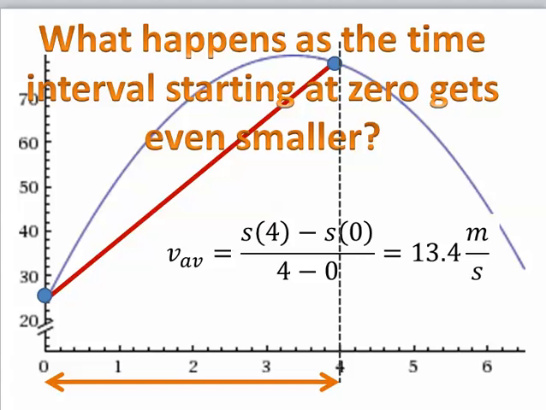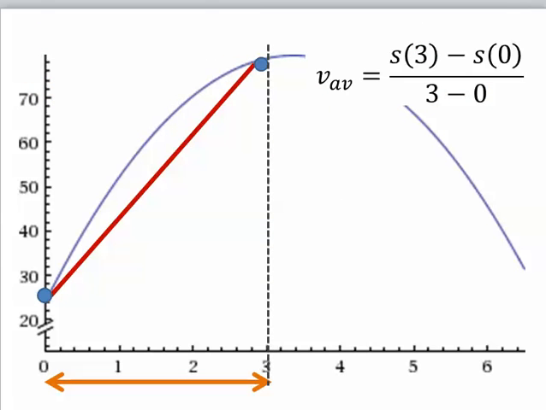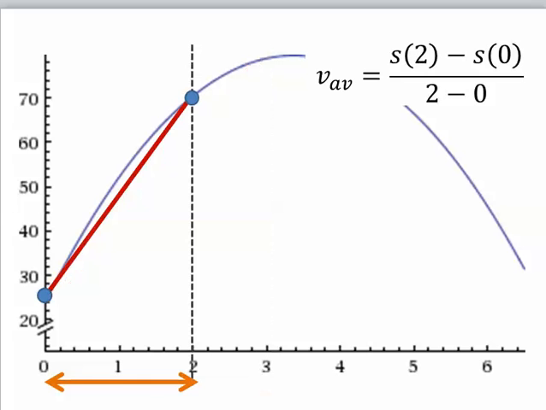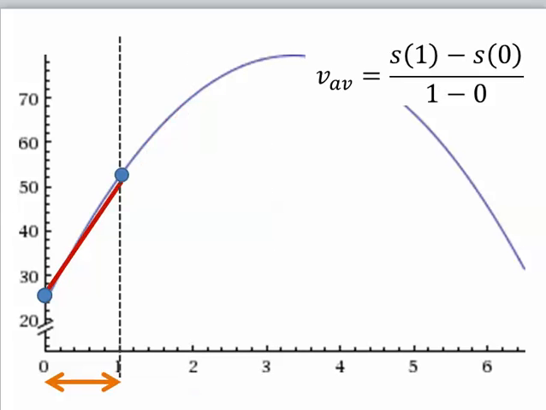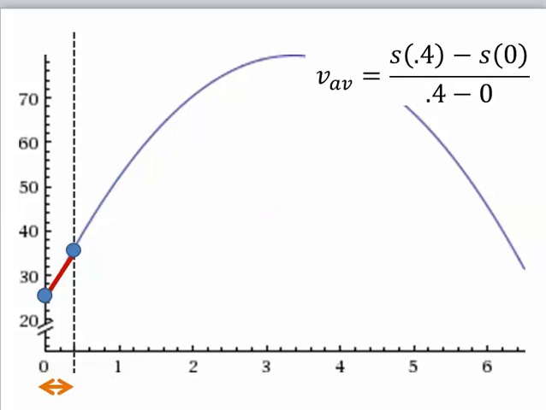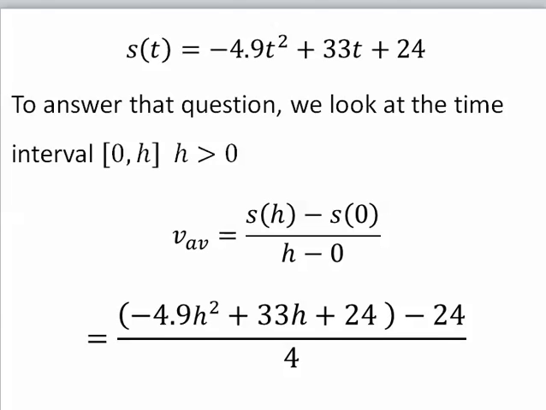So that begs the question, what happens as the time interval starting at 0 gets even smaller? For example, how about 0 to 3, 0 to 2, 0 to 1, 0 to a half, or wait a minute, that looks like 0 to 0.4. To answer that question, we look at the time interval 0 to h, and we assume that h is positive because time is positive in this case.